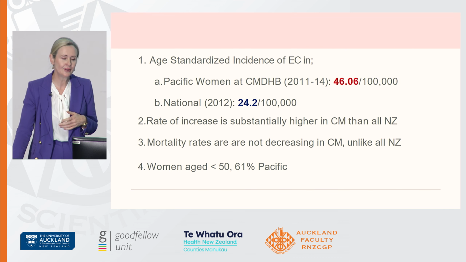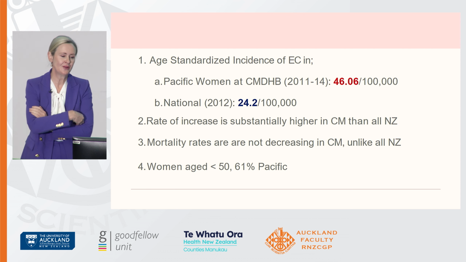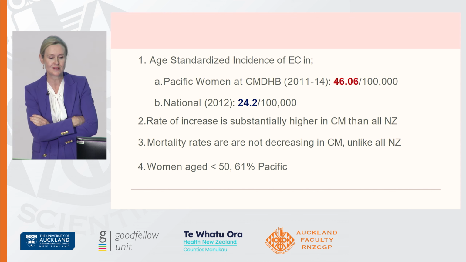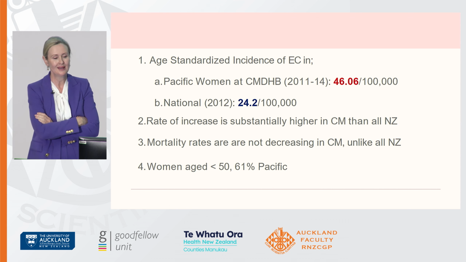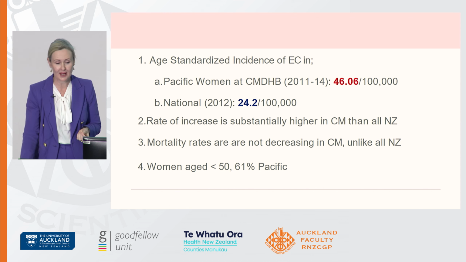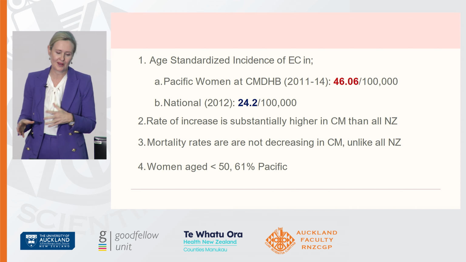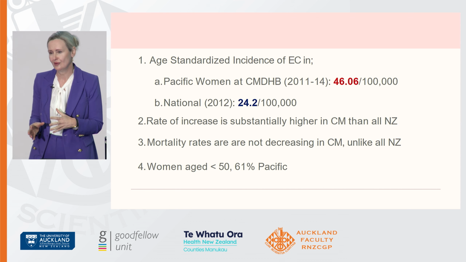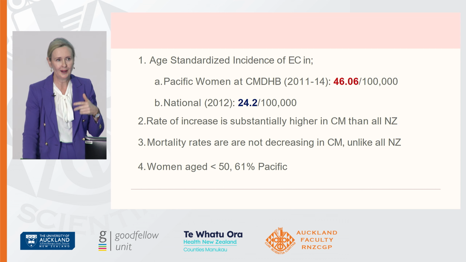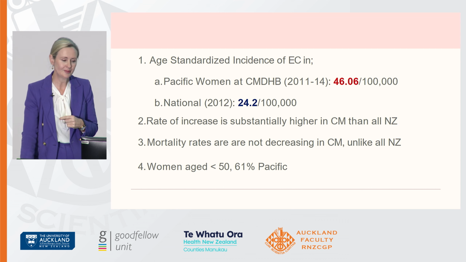So in summary from that review, the age standardised incidence of endometrial cancer in Pacific women at Counties in 2011-14 was 46.06 per 100,000 compared to a national average of 24.2 per 100,000. So you can see we do have a real significant issue in our population with endometrial cancer. And because we know that endometrial disease covers a spectrum and it's a slow development, we do know that it is preventable if we intervene at the right stage. So that's why it's very important that these women are investigated and managed appropriately.